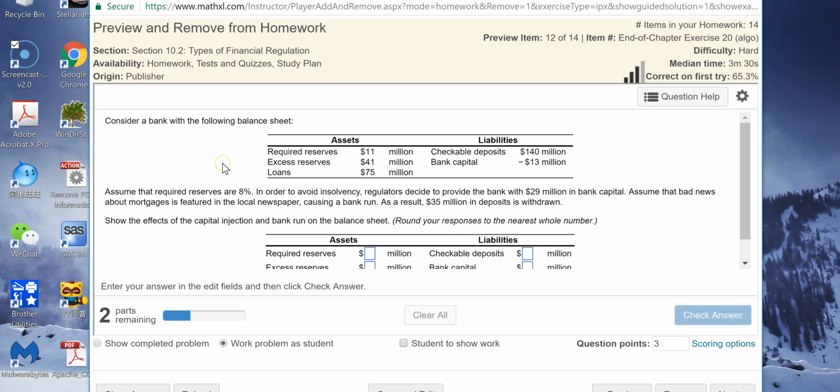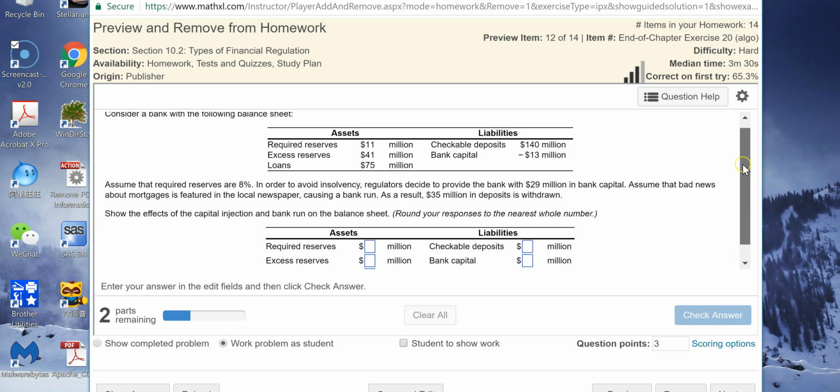This is question number 12 of homework 14. Consider a bank with the following balance sheet. So on the asset side, you have the required reserves, excess reserves, loans, and you have liabilities, checkable deposits, bank capital. One thing you can note is that here bank capital is a negative number. So that means actually the bank is not in good shape. In other words, the bank is actually in bankruptcy.